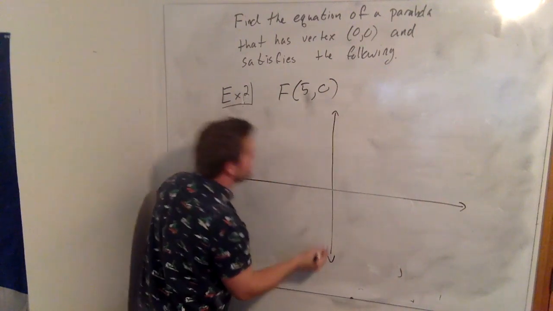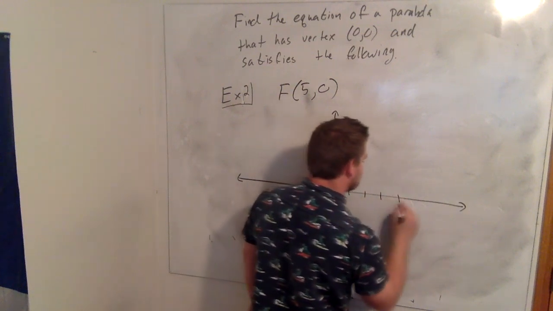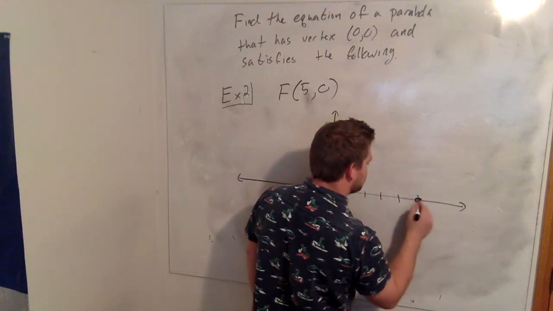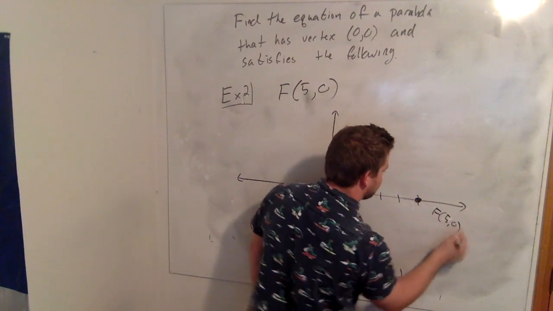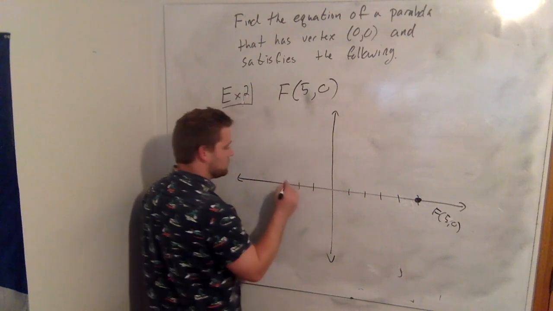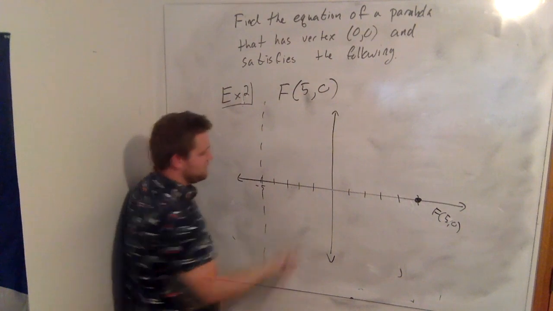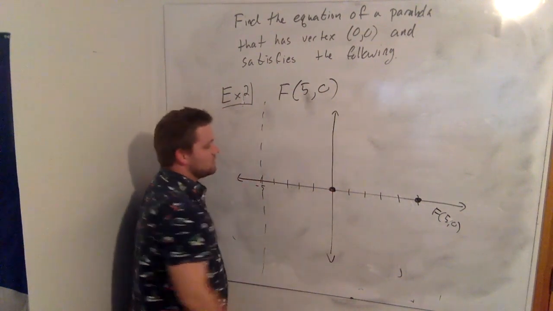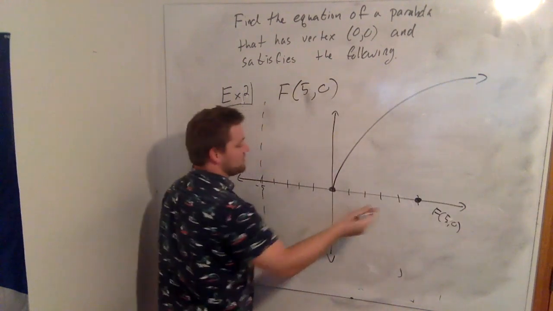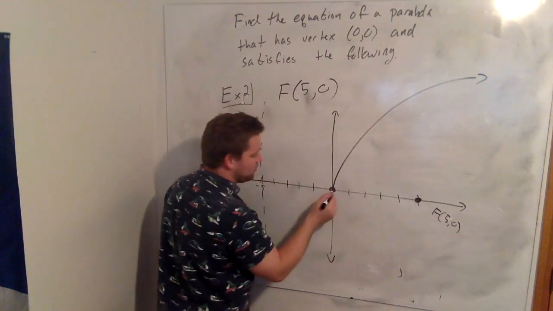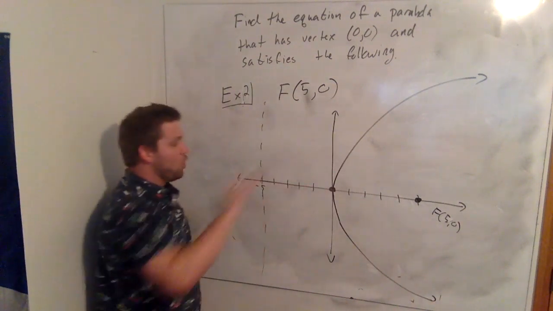Let's figure out where the focus is at. The focus has coordinates 5 and 0. So here's our focus, 5 and 0. Our directrix will be over here. This is the vertex. I'm not going to draw it precise, but we know that the focal point will always be inside the parabola. So I know that the parabola is going to open up to the right.